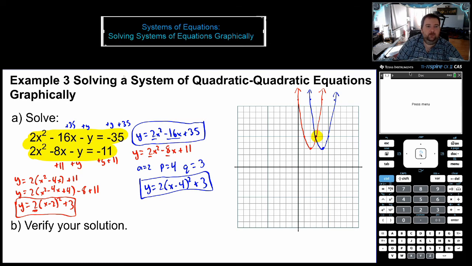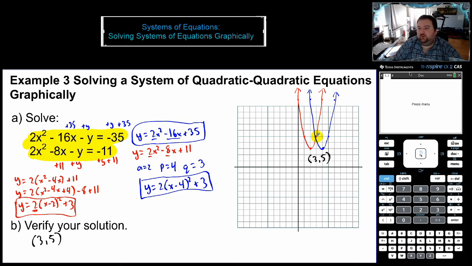Well, it looks to be at 1, 2, 3, and 1, 2, 3, 1, 2, 3, 4, 5, at the point 3 and 5. So we're going to verify this solution, 3 and 5. And I want you to kind of ask yourself, will there ever be a point where they intersect again?